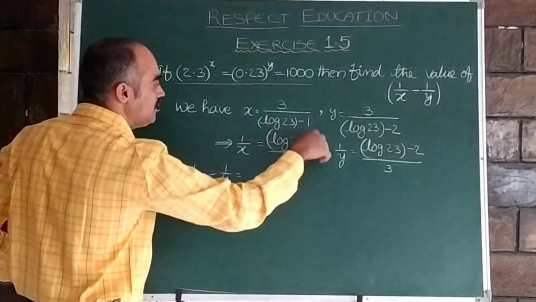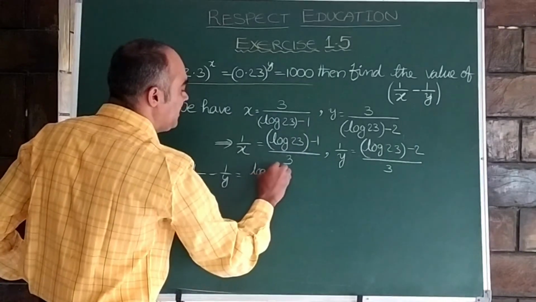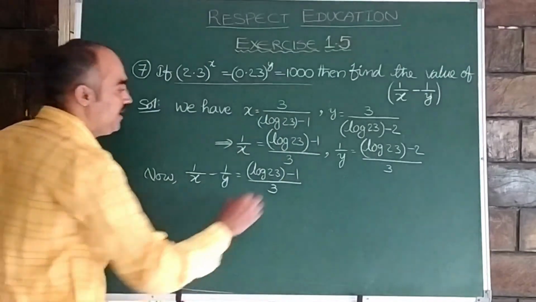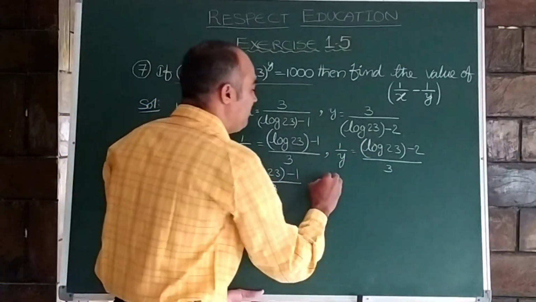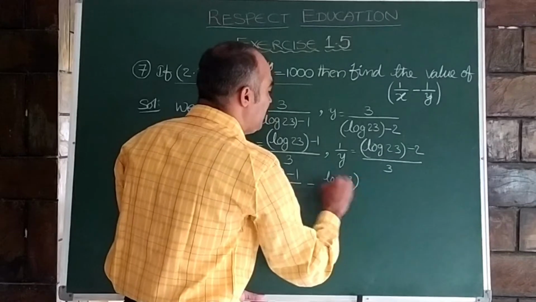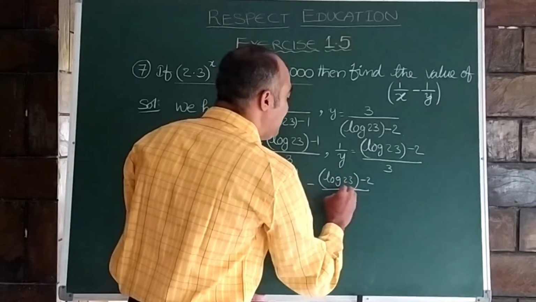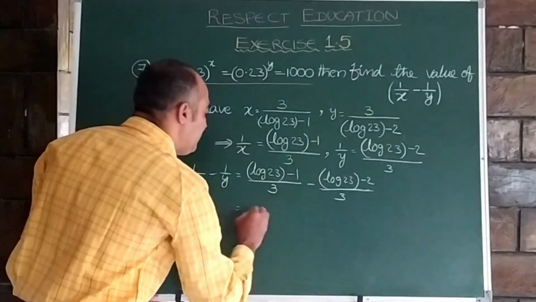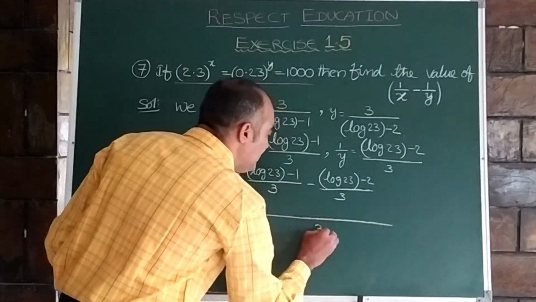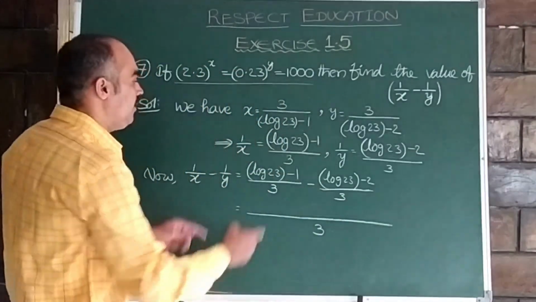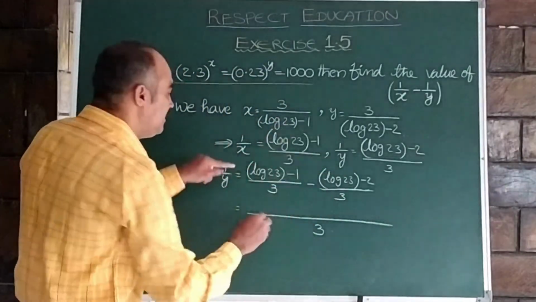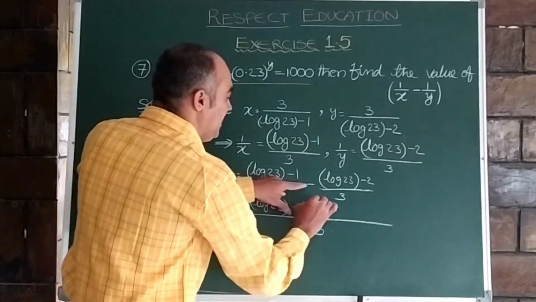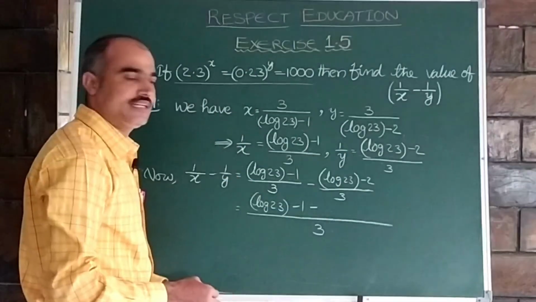So here 1 by x means this fraction, log 23 minus 1 by 3, it is 1 by x, minus 1 by y. 1 by y means log 23 minus 2 by 3, right? Here when the denominators are equal, we can take it as LCM. LCM of 3 and 3 is 3. Now here we can write the numerators directly. So here log 23 minus 1, here minus, here you need to take care, children.